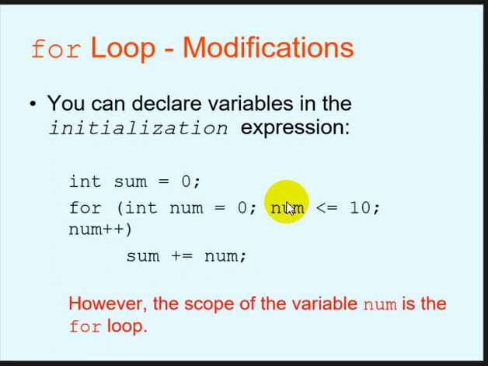Also, you can declare and initialize the variable within the initialization section, like integer num is equal to 0, then the test, and then the update. It will work. But the problem with this approach is that the num variable can only be accessed within the for body. The scope of the num variable is only the for loop. You cannot use the num variable outside the for. So it is better to declare it outside the for body so that other parts of the program can also access this variable.